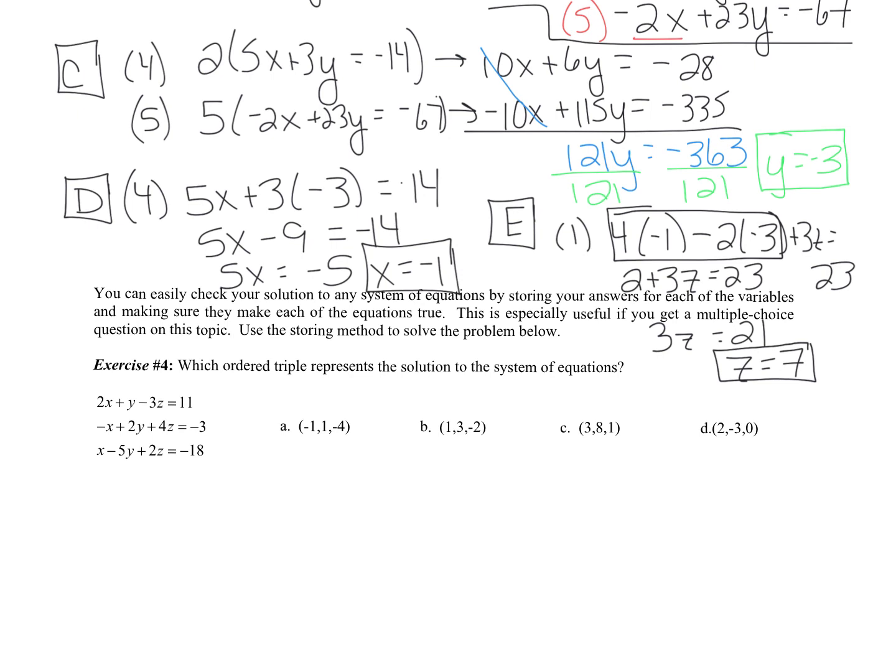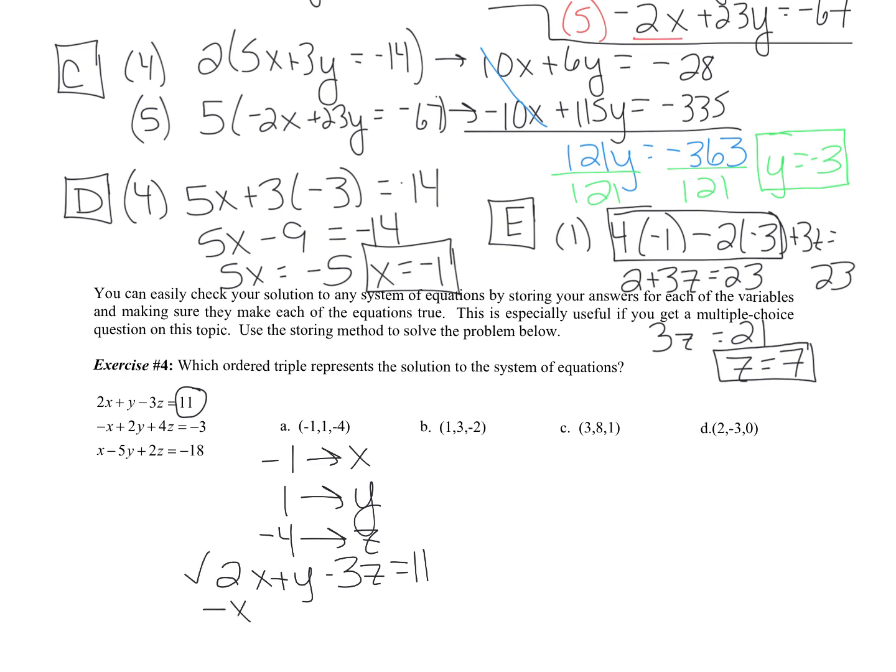So for example, if I store in the first one, negative 1 store as x, 1 store as y, negative 4 store as z, and then I type in 2x plus y minus 3z, I can see if it equals 11. If I did that, this one would equal 11, but the next one, negative x plus 2y plus 4z, would not equal negative 3. It has to work for all three, so that one is not my answer.